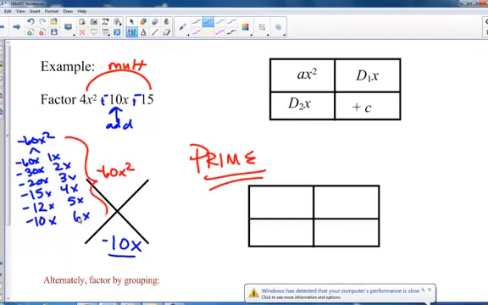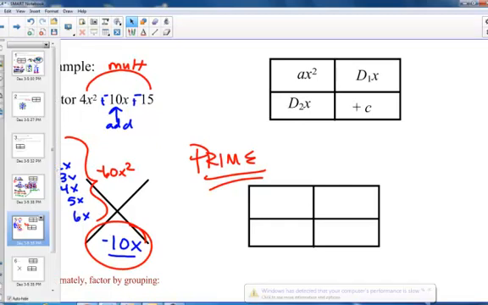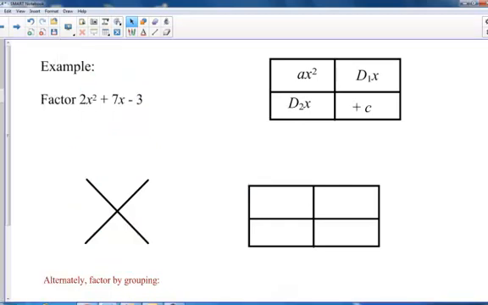None of these factors add to give us negative 10. So we cannot even factor that. It's done. So let's note it's not doable.